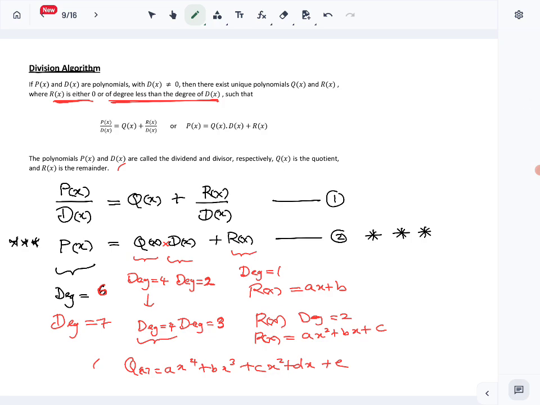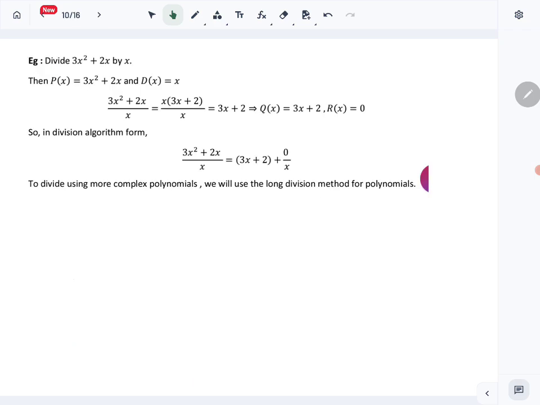Okay, so this is very important. Remember this property: the degree of p of x is the same as the degree of q of x times d of x, and the remainder degree is always one less than the divisor degree, right? Okay, so now let's look at a simple example of dividing polynomials, right?